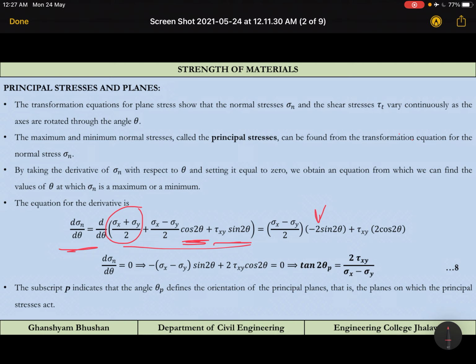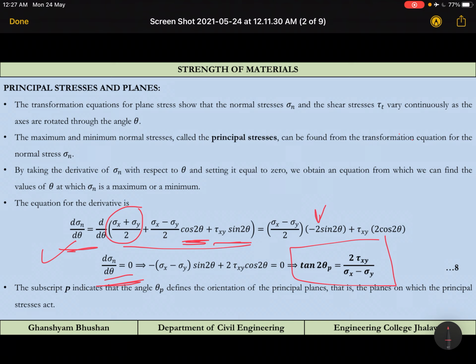Simple. So what we have to do is check for the maxima and minima, like we are checking for the maximum extreme values. So we will put this value as 0, and by putting this value as 0 we can get this relation: tan 2θp is equal to 2τxy divided by (σx minus σy).